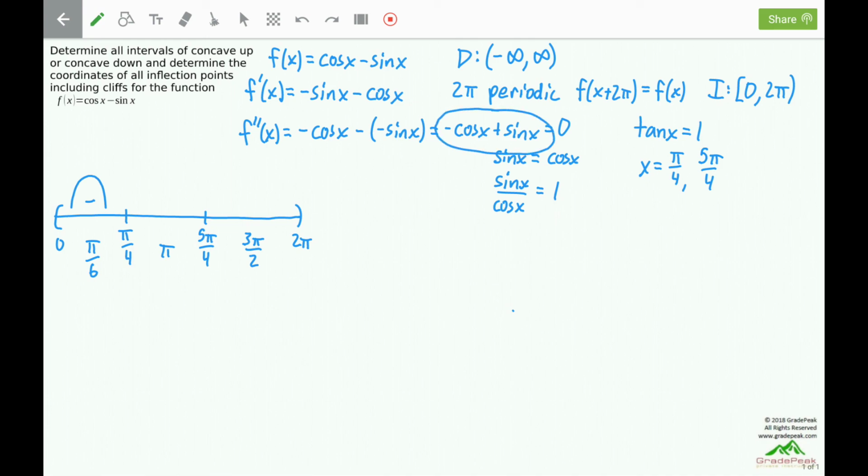Plug in test value of pi. We have negative cosine of pi. Cosine of pi is negative 1. Negative times that is a positive 1, plus the sine of pi, which is 0. We have a positive second derivative, which corresponds to concave up. Plugging 3 pi over 2 in, the cosine of 3 pi over 2 is 0. Negative of 0 is still 0. Plus the sine of 3 pi over 2, which is a negative. We have a negative second derivative. That corresponds to concave down.